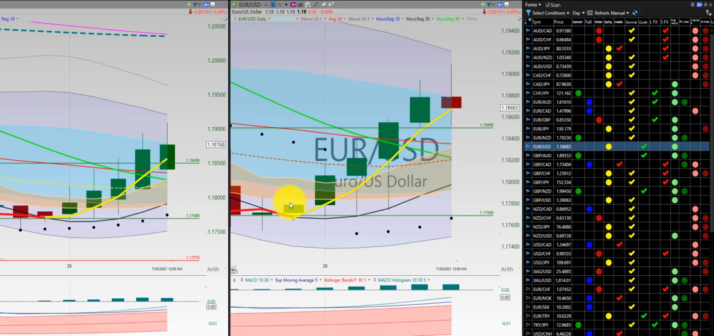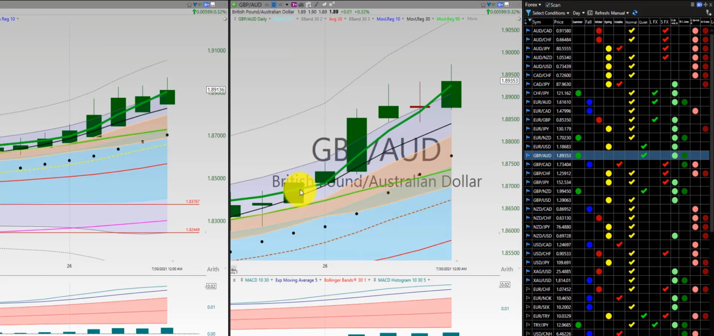Euro US dollar, beautiful 1-2-3 punch out. And if you used Sunday as your initial candle, you'll be out here. If you used Monday, you'll be out at the RL90 here as well. So nice 1-2-3 punch out. British pound Aussie dollar, beautiful 1-2-3, and then no further trade the rest of the week.